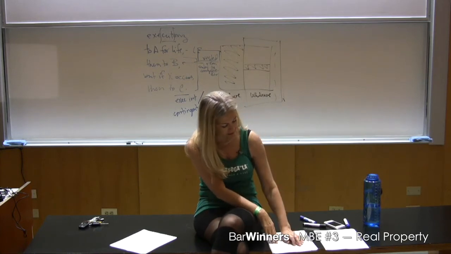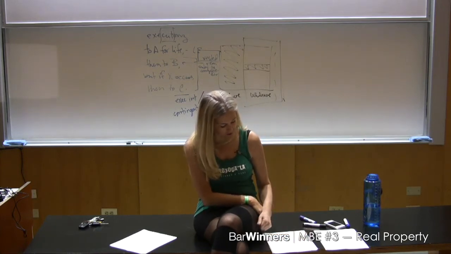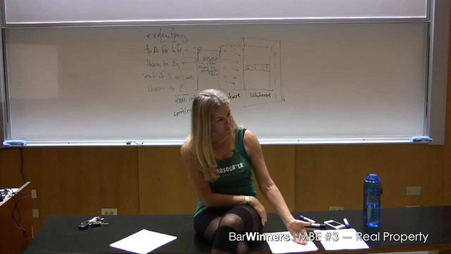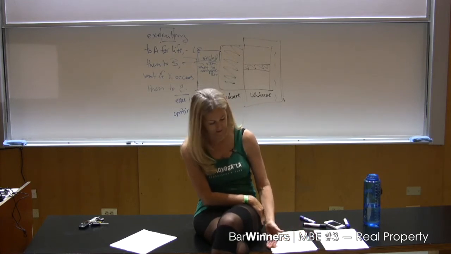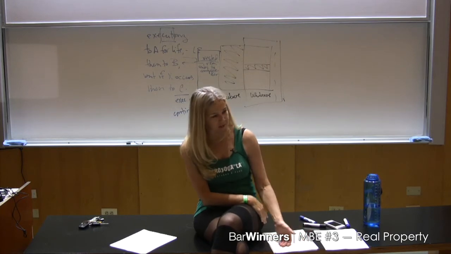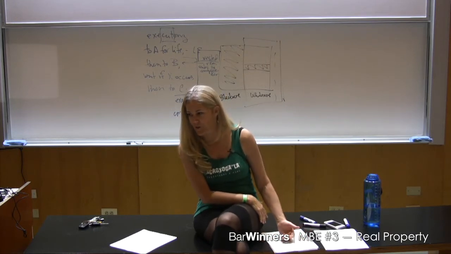So here we have our example. A devises Blackacre to children in equal shares. When A dies, he has two children, X and Y, and his wife is pregnant with a third child, Z, who is born 1 month after A's death, right? Does Z own a part? Yes, a third. They all participate on an equal footing.